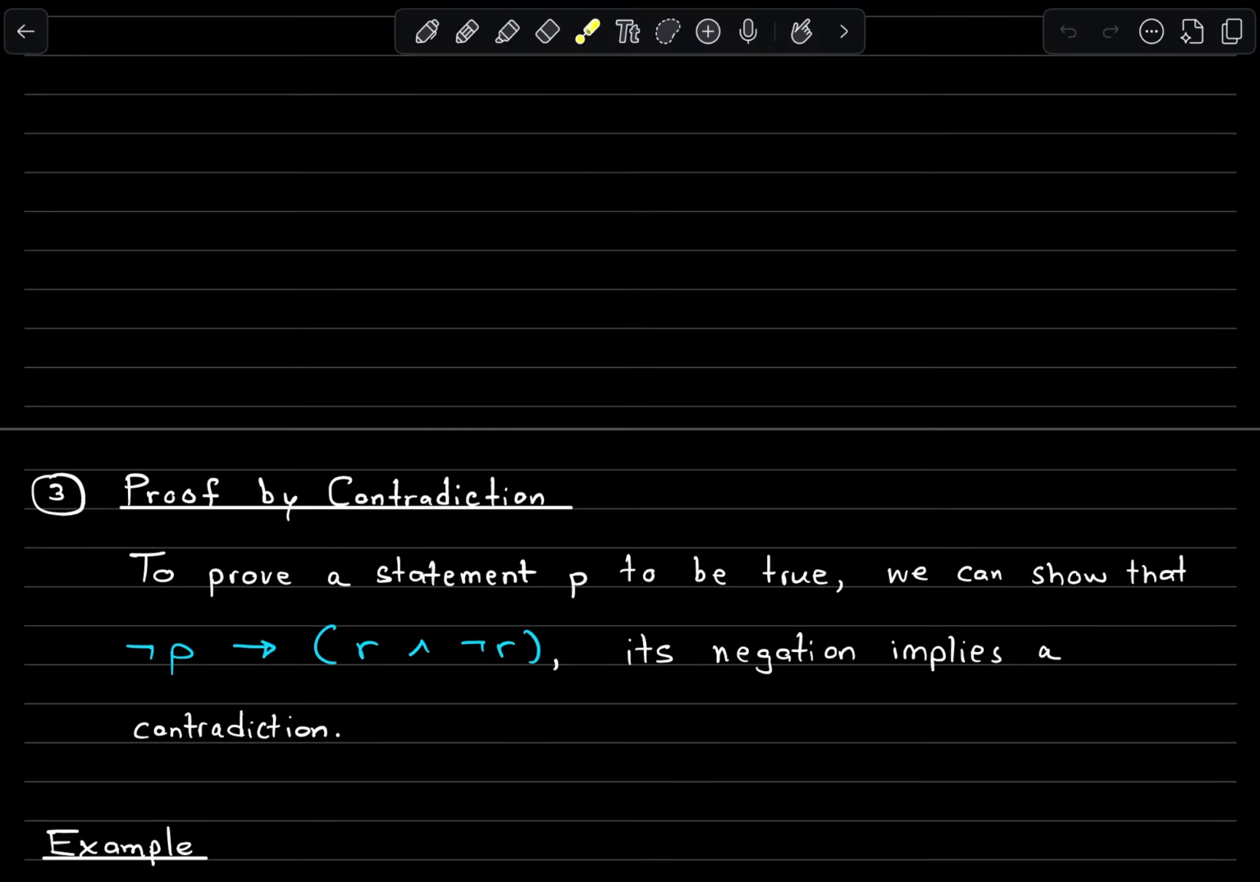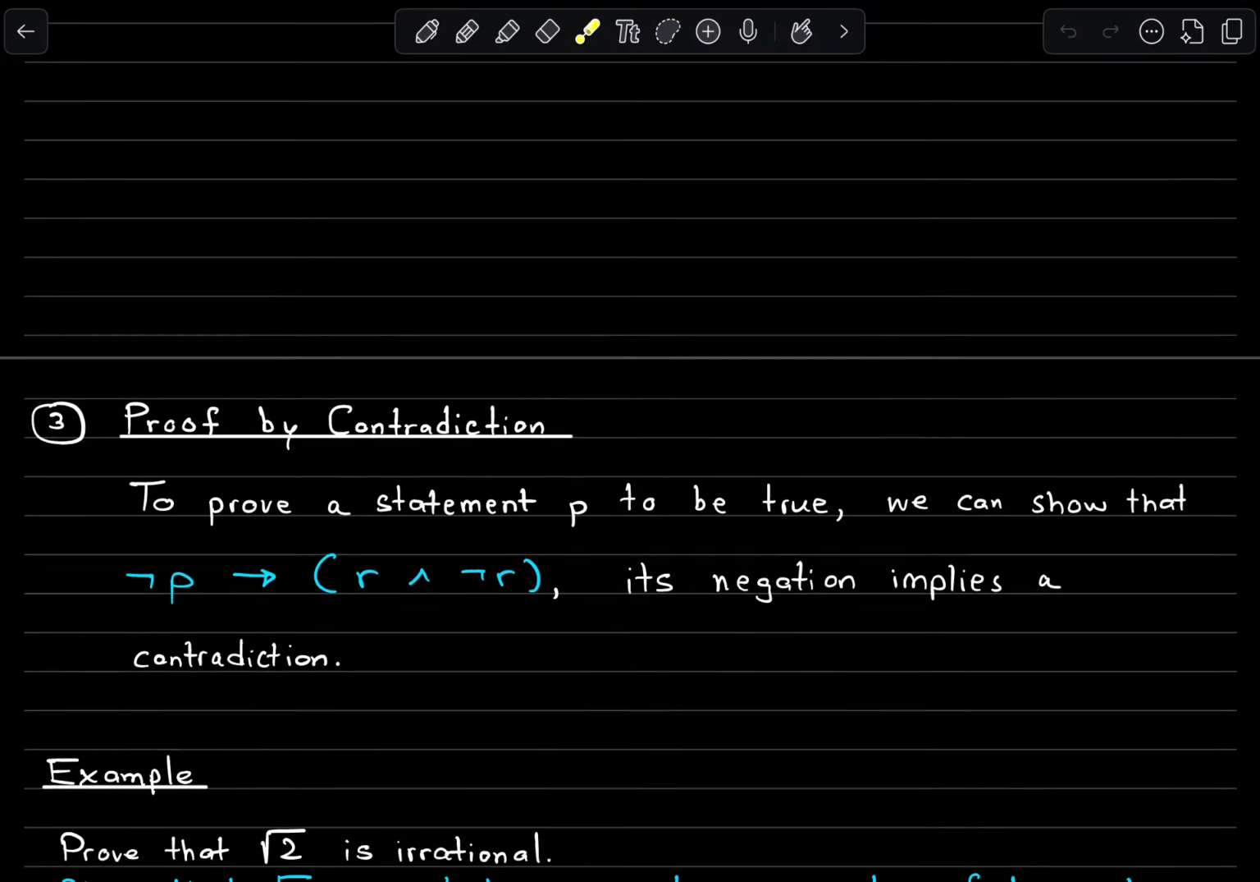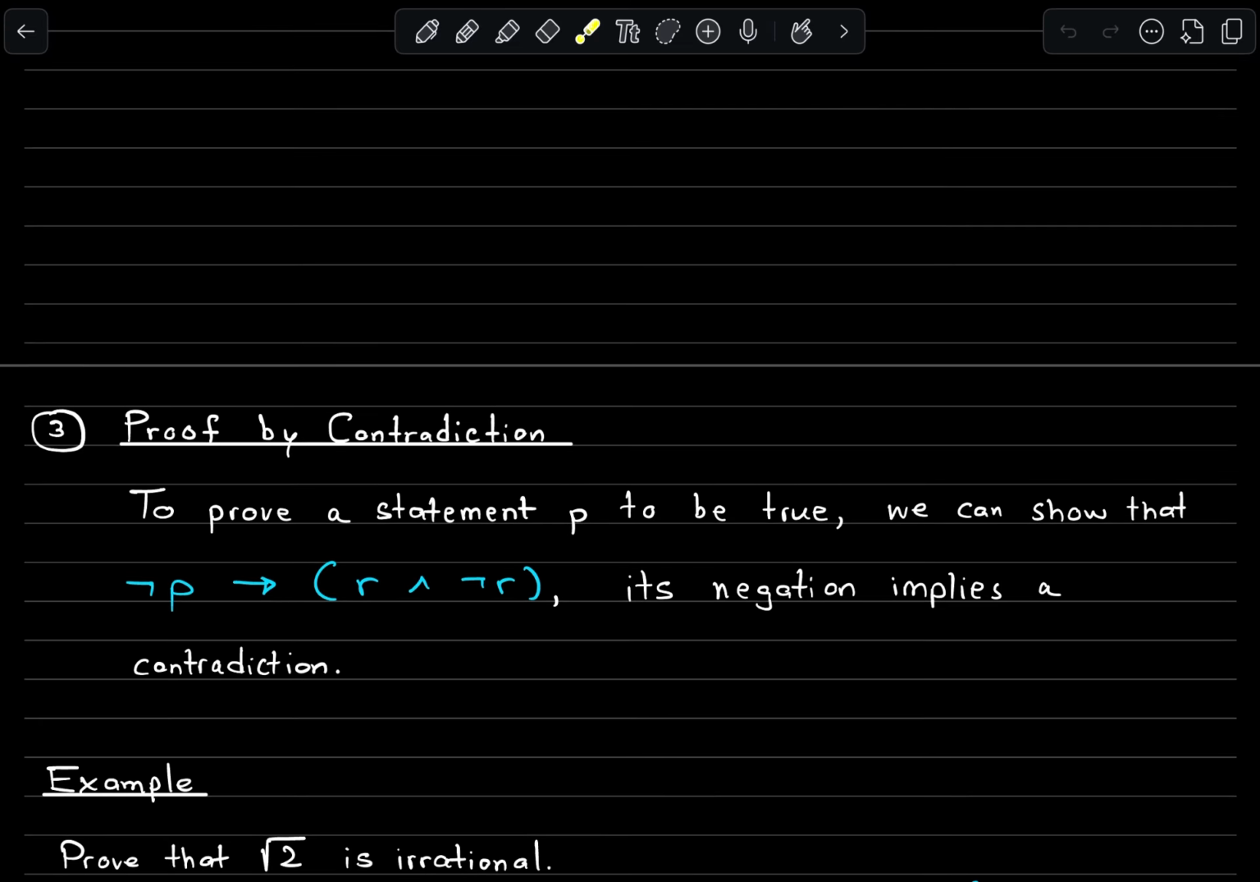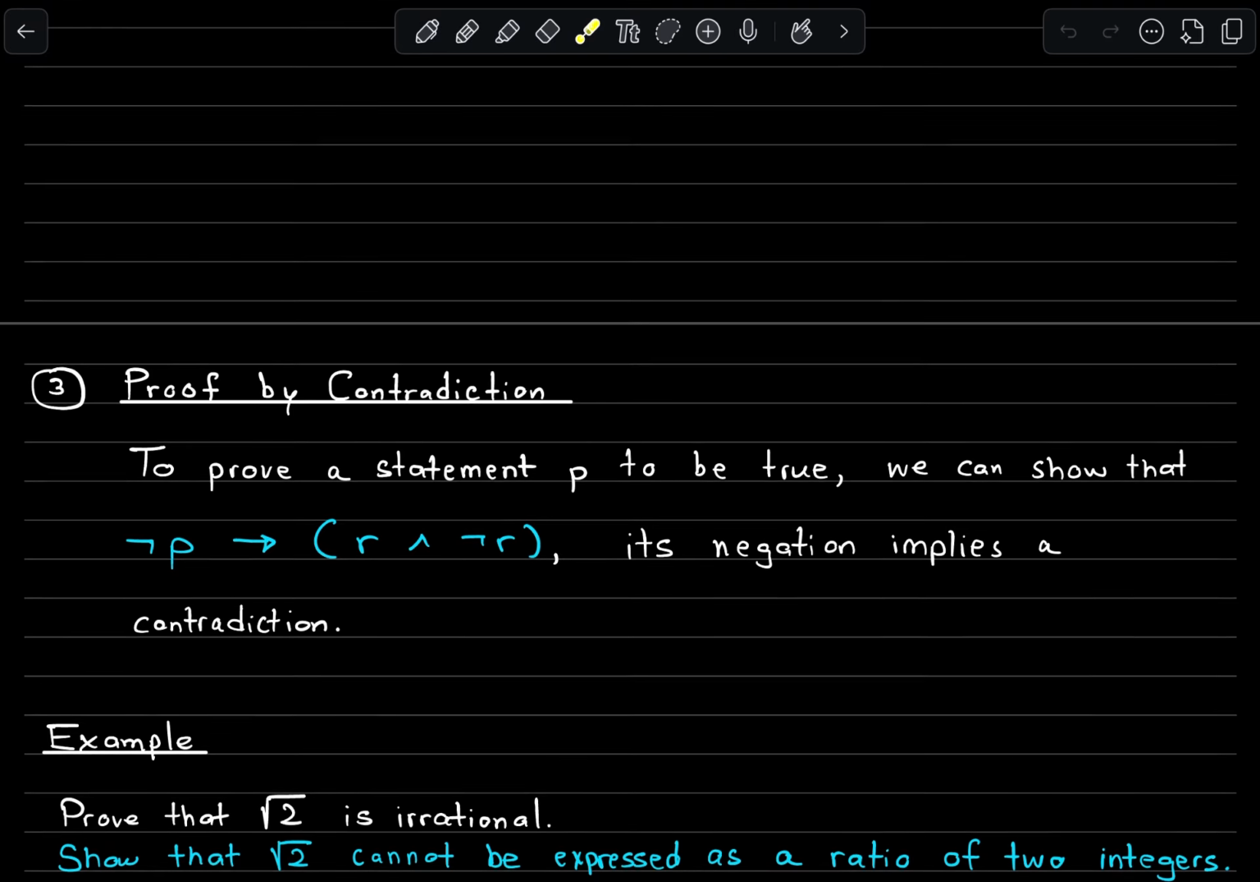Okay? So we're showing that its negation implies a contradiction. So let's suppose we want to prove that the square root of 2 is irrational.